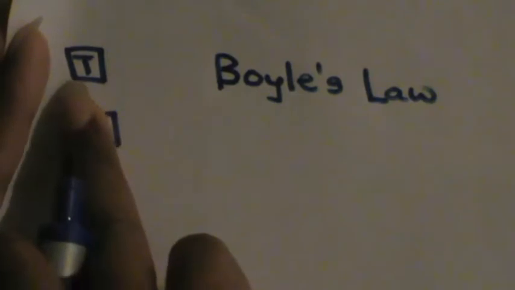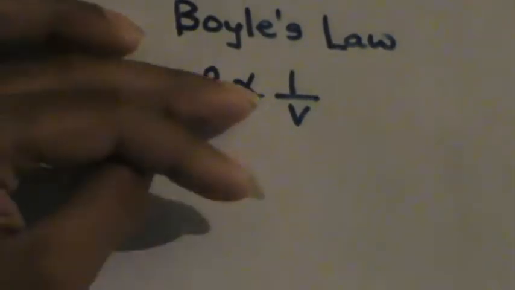So Boyle's law explains that if you keep the temperature and mass of the system constant, the pressure of a gas is inversely proportional to its volume. That means the pressure is directly proportional to 1 upon V. When the volume increases, pressure decreases, and when the volume decreases, pressure increases. So there's an inverse relationship between the pressure of a gas and its volume.